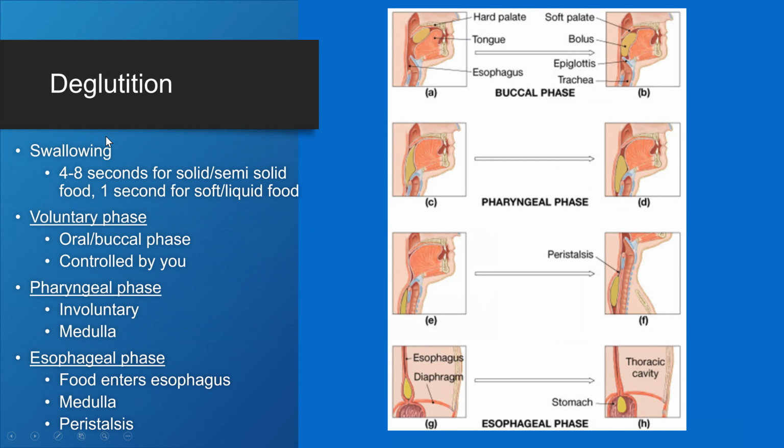Deglutition is a scientific name for swallowing. We will cover it more in the next lecture when we talk about physiology, but let's very quickly look at 3 phases. We have a voluntary phase, another name is oral or buccal, so you control it. Then we have the pharyngeal phase. That's in the pharynx, and this is already involuntary, regulated by the medulla. And the esophageal phase is also involuntary, regulated by the medulla, and this is done by peristalsis, right?